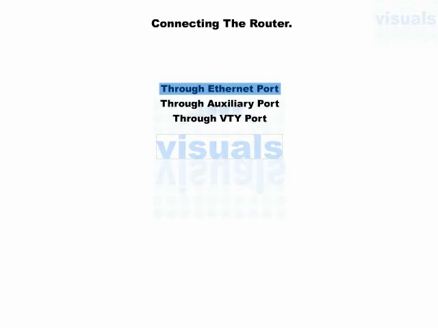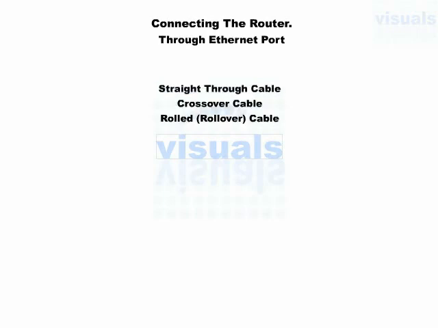So first of all, I am going into the Ethernet port. Now here are the options for the Ethernet port. You can see it includes the straight through cable, the crossover cable, and the rolled cable, also known as the rollover cable. First let me discuss the straight through cable.